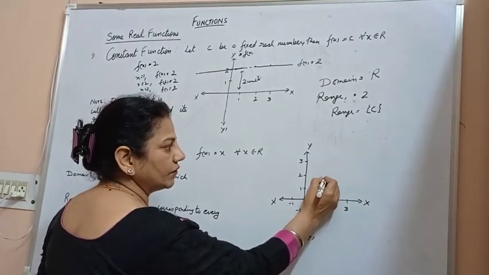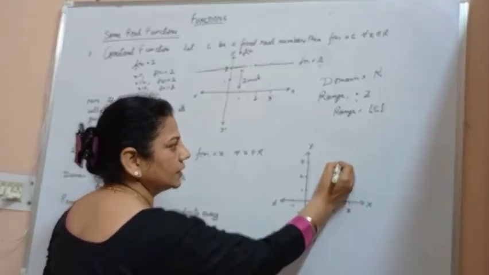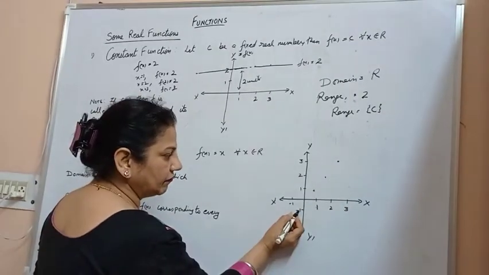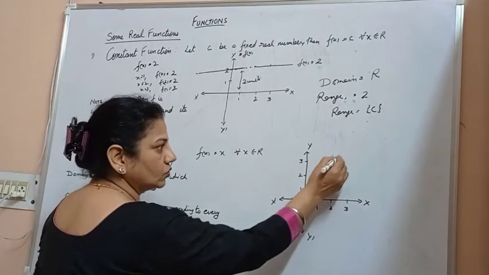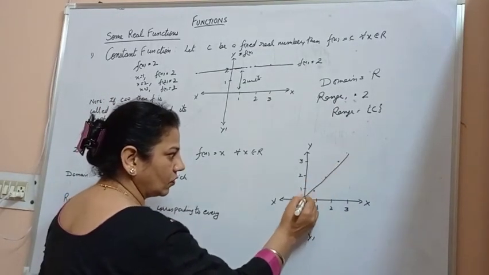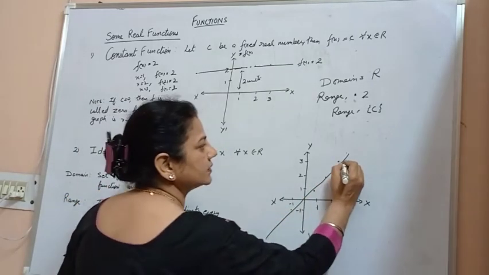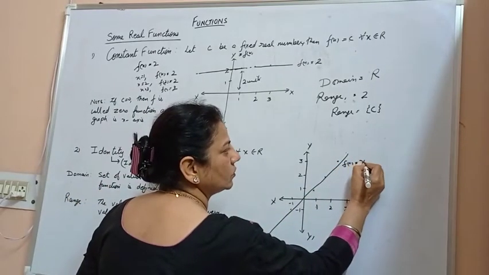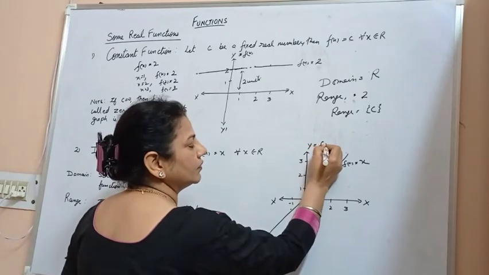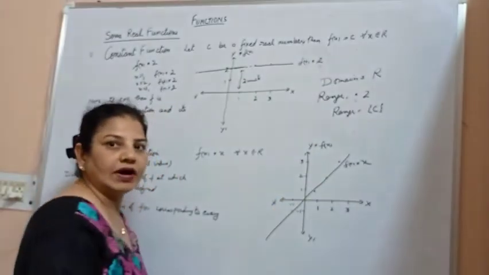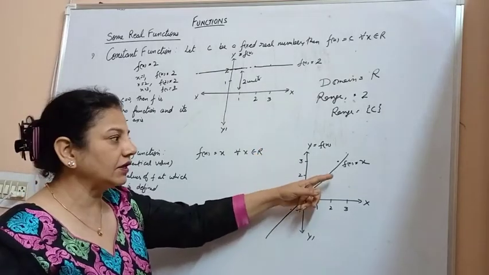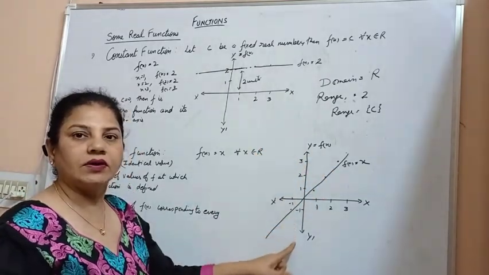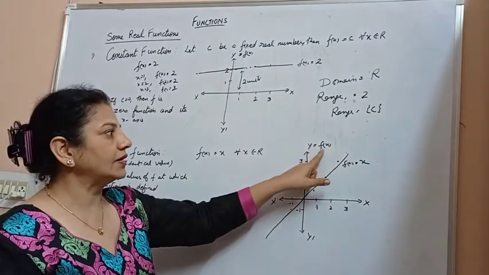If x is 2, f(x) is 2. If x is 3, f(x) is 3. If x is minus 1, f(x) is minus 1. So this will be the graph of f(x) is equal to x. And we know that the value of f(x) lies on the y-axis. Therefore, y is equal to f(x).